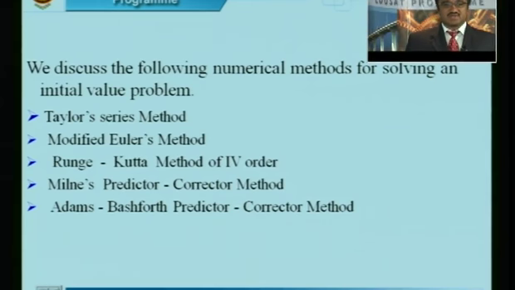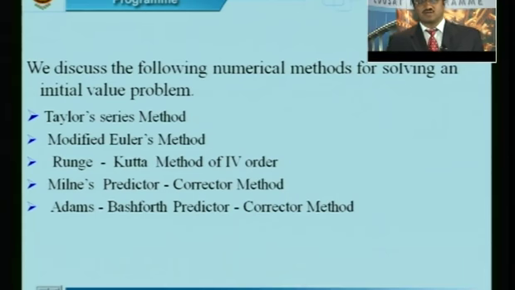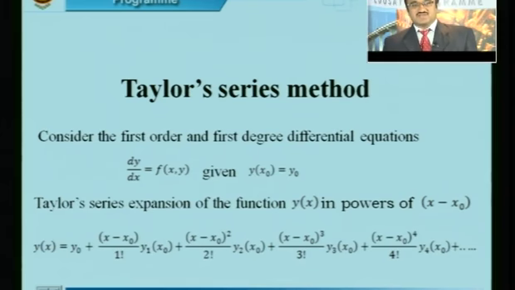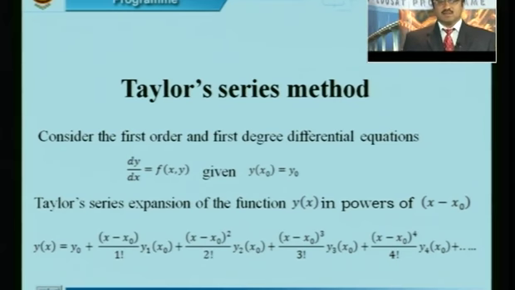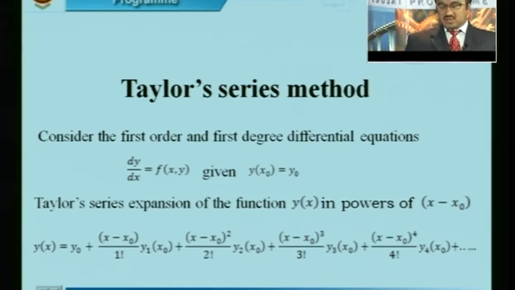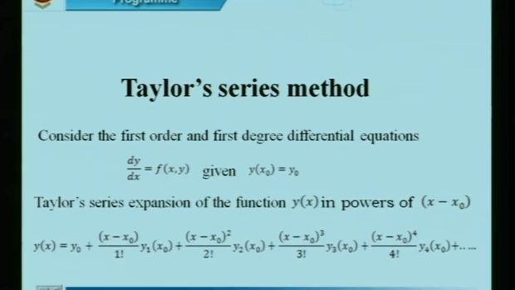First one is Taylor series method, then modified Euler's method, Runge-Kutta method of fourth order, Milne's predictor corrector method, and Adams-Bashforth predictor corrector method. In this session, we will discuss how to solve the initial value problems by Taylor series method.